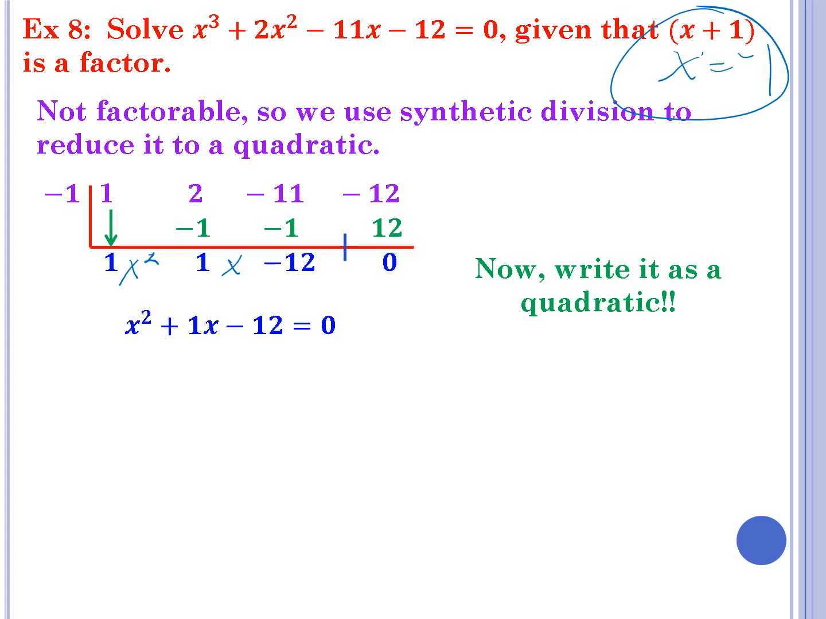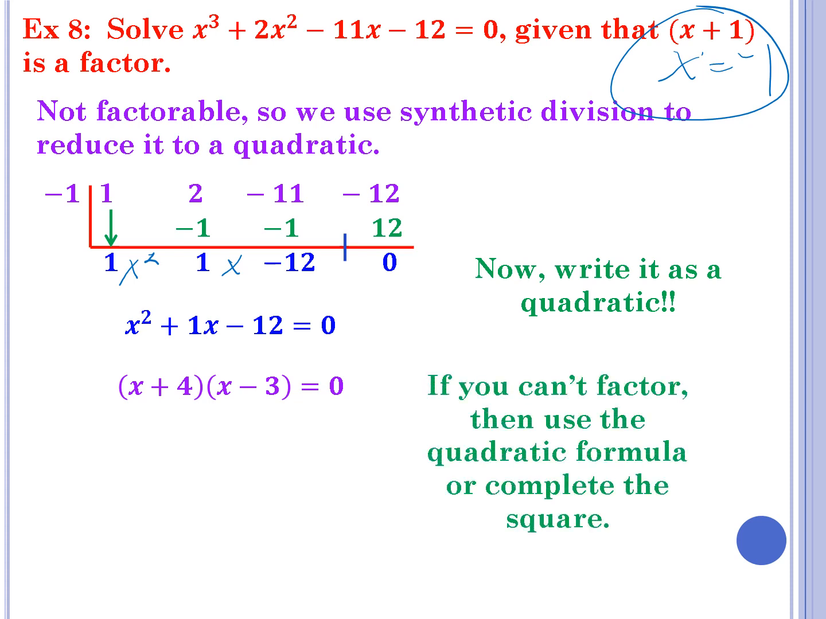x squared plus x minus 12. Well, I can factor that. That's x plus 4 times x minus 3, which means I get x equals negative 4 and x equals positive 3. So again, if you can't factor it, you could do the quadratic formula or complete the square. But likely for me, this was factorable.